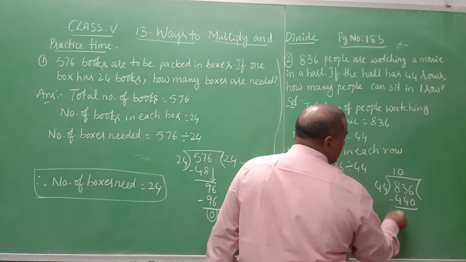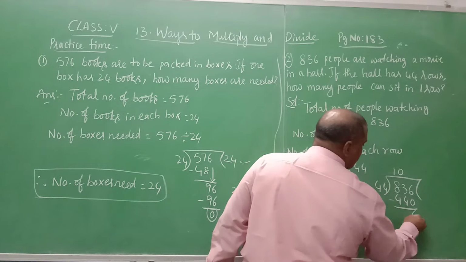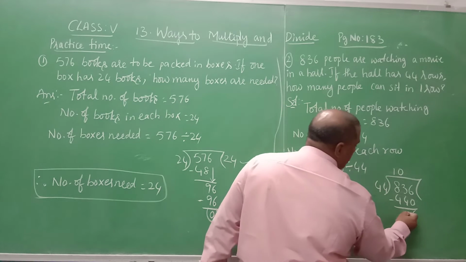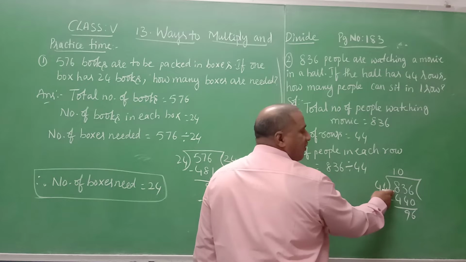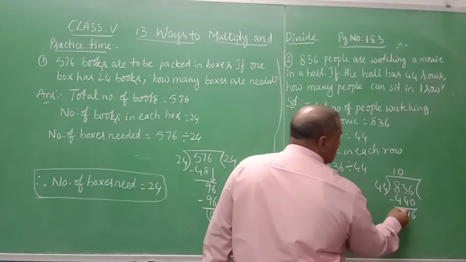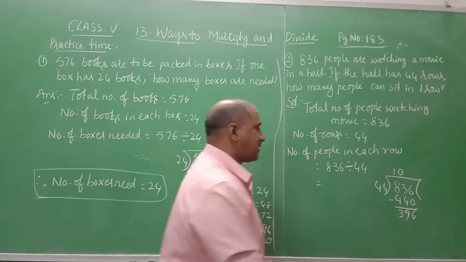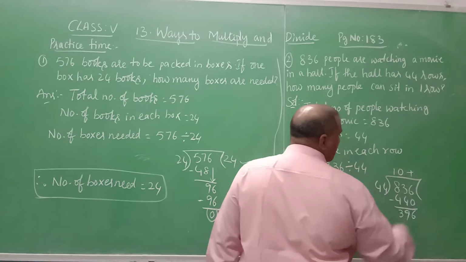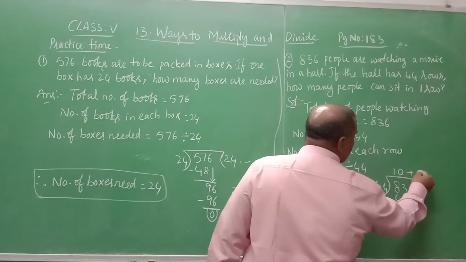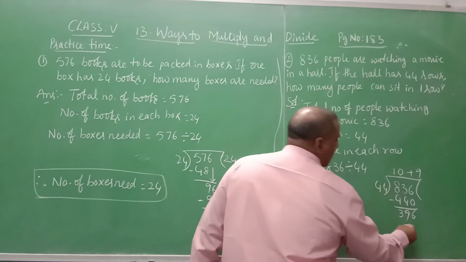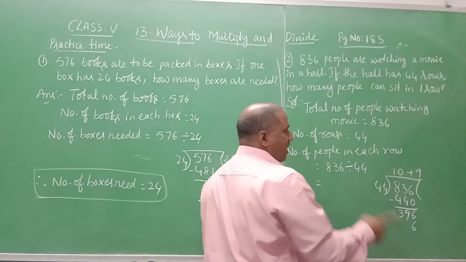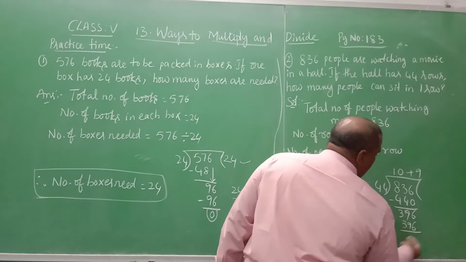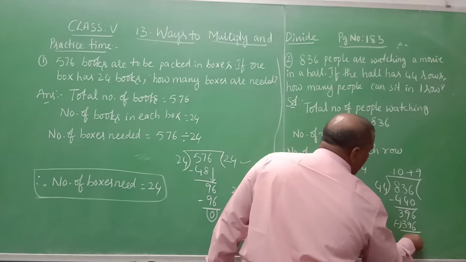Now subtract. 6 minus 0 is 6. 3 minus 4 not possible. Go for borrowing. 13 minus 4 is 9. Now here 7 is there. 7 minus 4, 3. 396. Now it may go with what? 5 times. You can check, or even 9 times. 9 4s are 36. 3 is there. 9 4s are 36 plus 3, 39. 396. Now subtract, we get remainder 0.